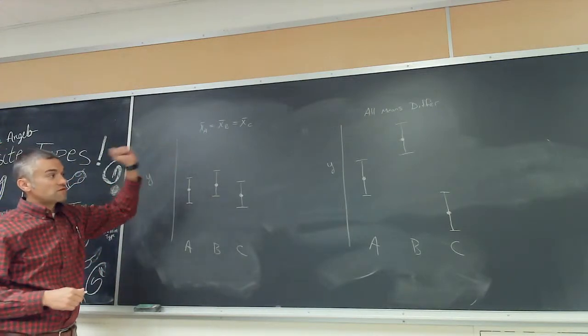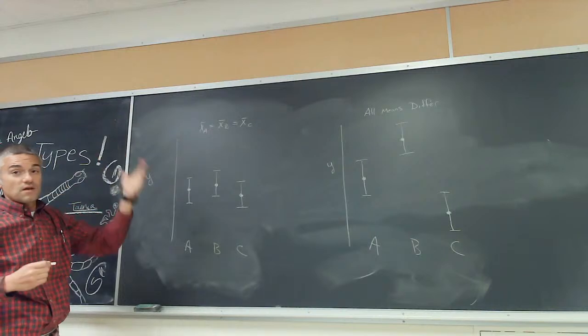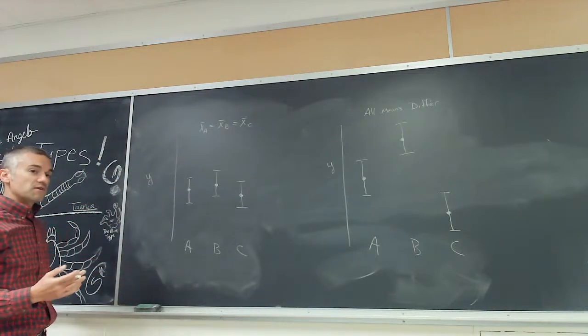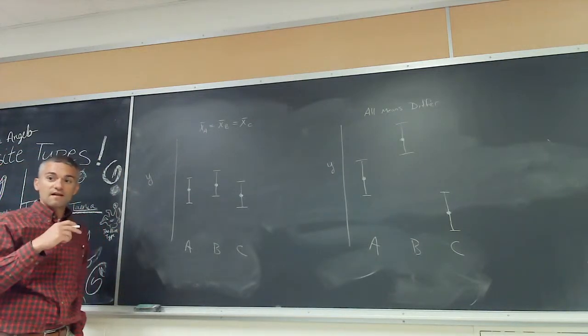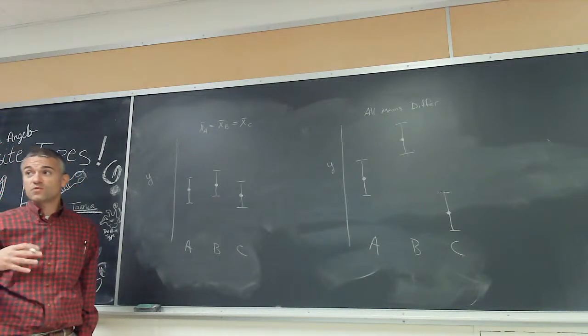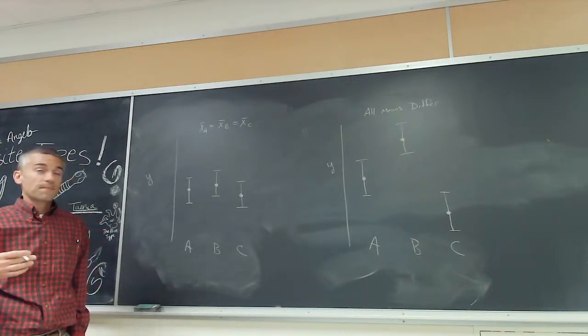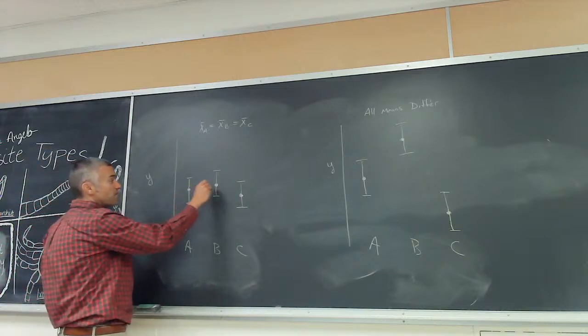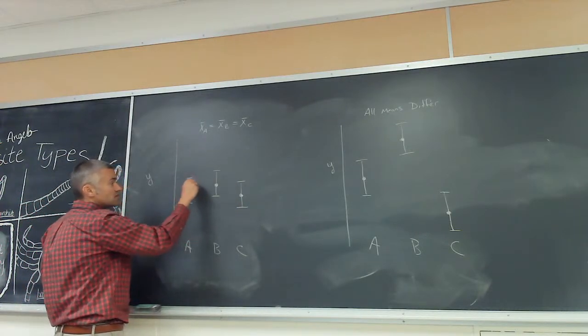In one, all the means are the same. In the other, all the means are different. So why is it called analysis of variance? We've got two things. We're going to calculate a variance within the groups, then we're going to calculate variance between the groups. Right? So the variance within the groups is basically this.